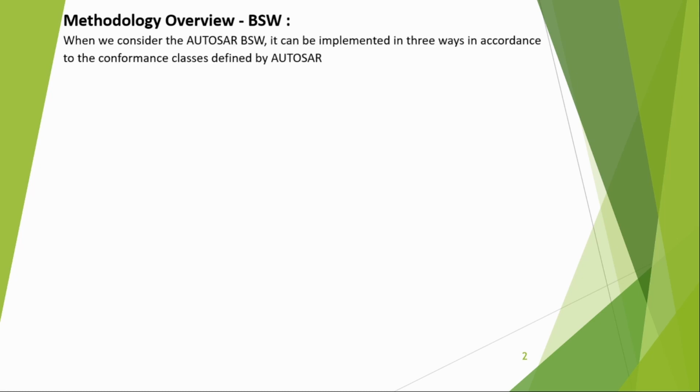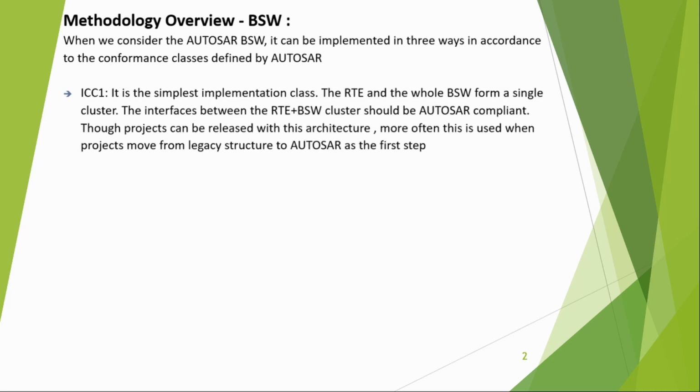Okay, when we consider AUTOSAR basic software, this can be implemented in three ways according to the implementation conformance classes defined by AUTOSAR. So we call it as ICC1, ICC2 and ICC3. When we consider the conformance class 1 or the ICC1, it is the simplest of the class. If we develop basic software according to this class, then what we need to do is we just need to have a basic software and RTE.